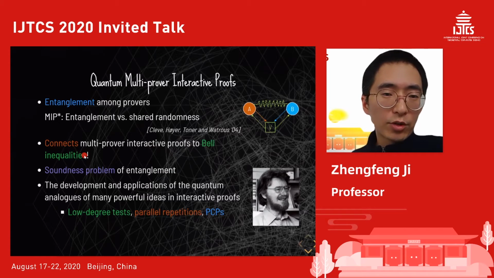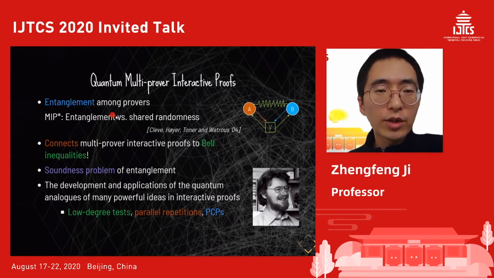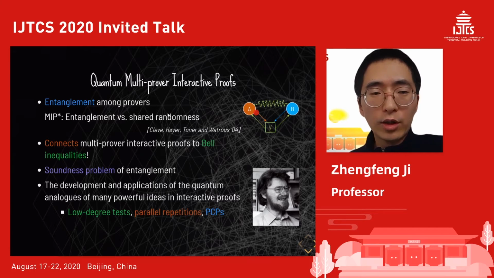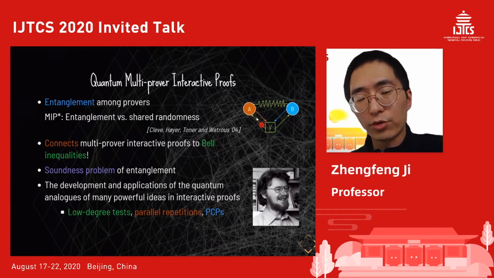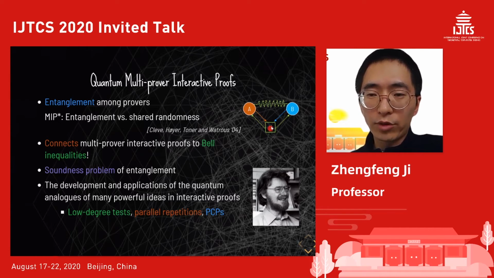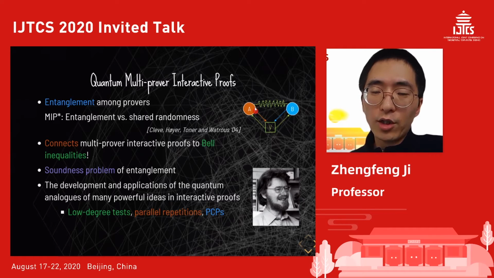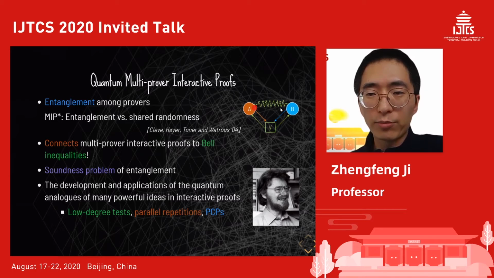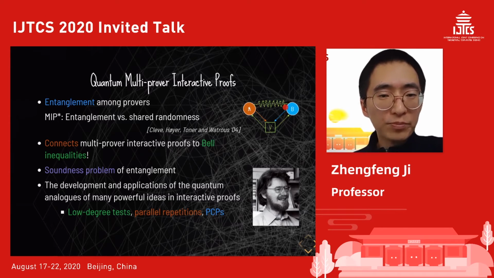To give you a closer look at what we are studying here, we now consider entangled provers. Like we've been talking about with MIP, where provers are not communicating and want to convince a verifier of a certain fact. In this generalization, or quantum analog of this model, Alice and Bob can share a quantum state to begin with. And essentially, we are considering the difference between shared entanglement and shared randomness in these two different setups.